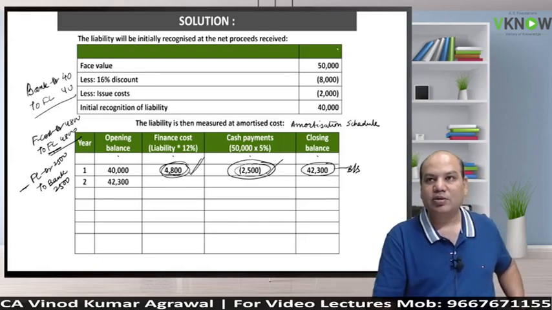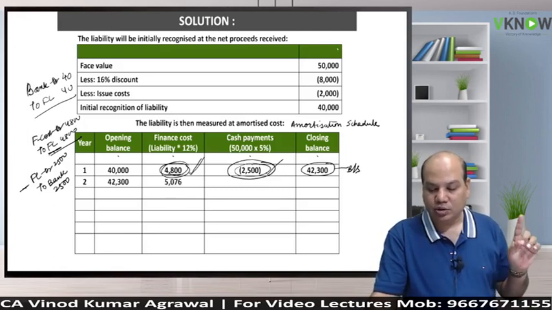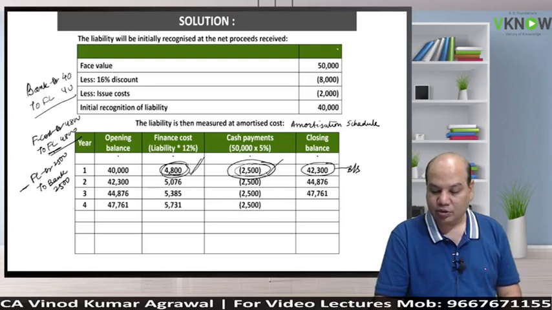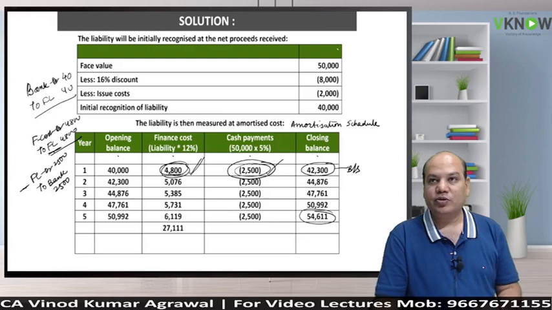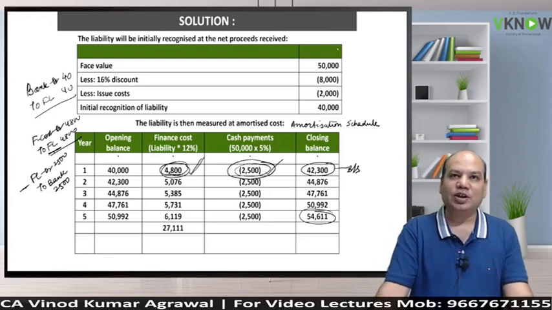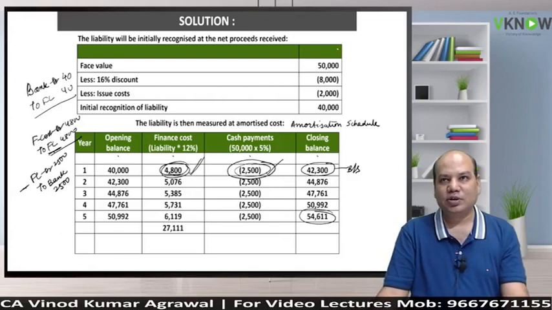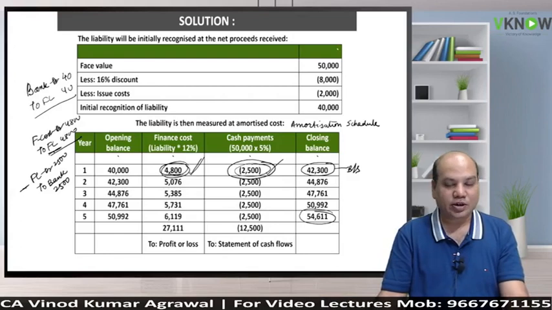A very mechanical exercise. Opening balance, 12%, 2,500 payment is deducted. Closing balance, bring it here. Opening balance, 12%, payment, and after 5 years you will find one amazing thing. This balance will become equal to 54,611. That is your cross check, and on the next day, next year 1st January, they will repay this liability. Understood?